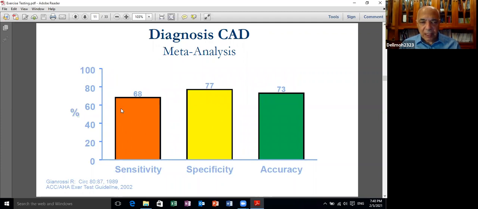The test has a sensitivity of 68%. This is the exercise ECG test, 68%, and a specificity of 77%, and an accuracy of 73%. Is that acceptable? Obviously, it's not acceptable, because this means that you are going to miss about 1/3 of cases with ischemia. You are going to miss their diagnosis. Is that accurate? Again, it's not accurate. Why is it not accurate? Because of what's called the verification bias.